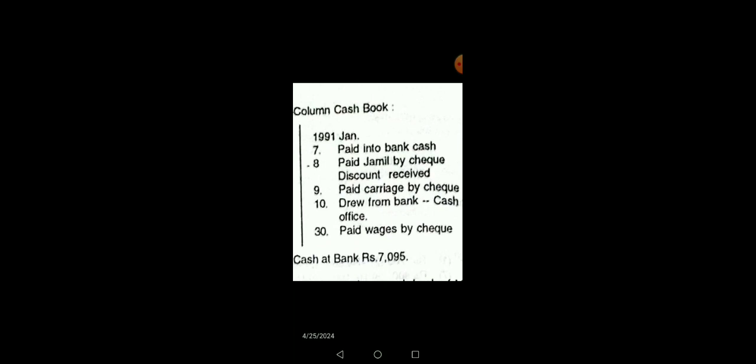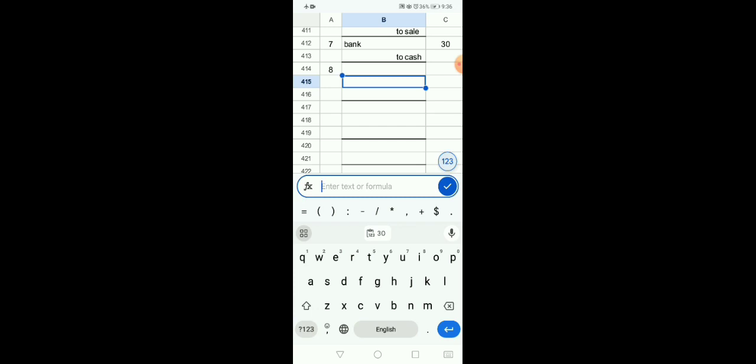Now the 8th entry is saying: paid Jameel by check and discount received. We have paid Jameel by check and discount is also involved. When you pay someone by check, what will happen? The person to whom you are paying this check is your account payable or creditor. The creditor will go to your bank, present that check, and withdraw the amount from your bank. It means the amount present in your bank account would be decreased.